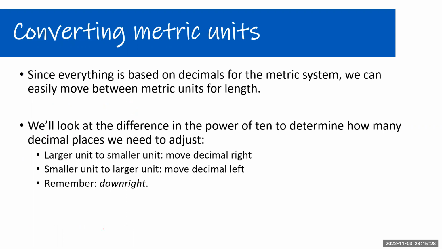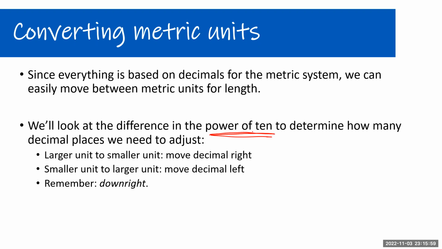Now, since everything is based on the decimals in the metric system, it's very easy to move between metric units for length. I'm not talking about going back and forth between metric and the English system. I'm talking about going from centimeters to meters or meters to kilometers. The easiest way to do this is to look at the difference in the power of 10, and there's going to be a table here in a minute, but the difference in the power of 10 to determine how many decimal places you need to go.